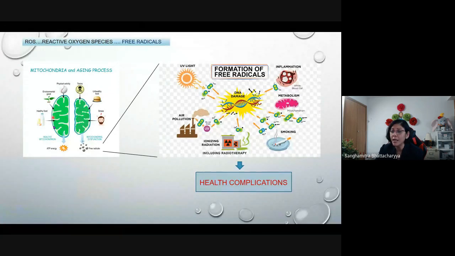Now, if we look at the left side of this cartoon, we see a healthy mitochondria happily producing ATP, providing energy to the cells. This is a damaged mitochondria formed from toxins, unhealthy food, stress, and it gives rise to a dysfunctional mitochondria and releases the free radicals. And finally, this toxic effect affects our body and results in health complications.